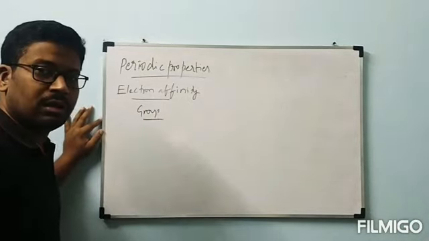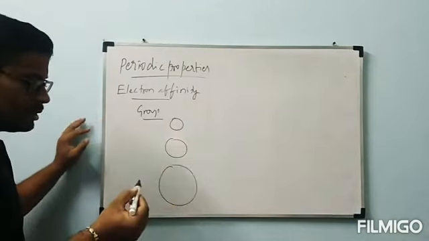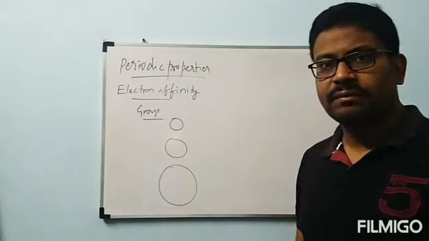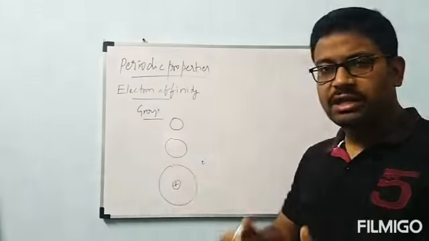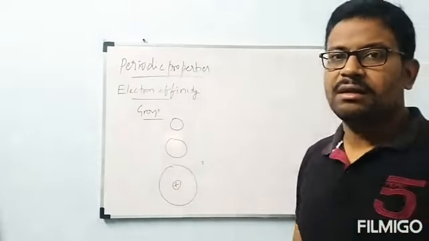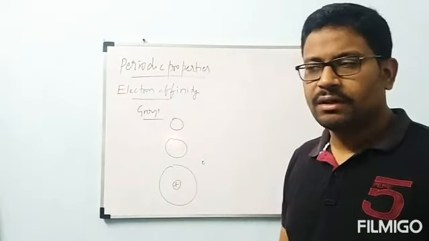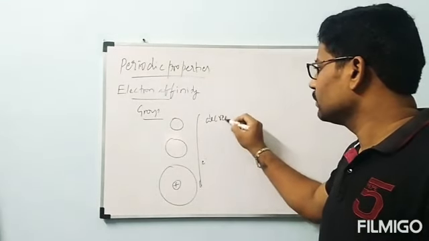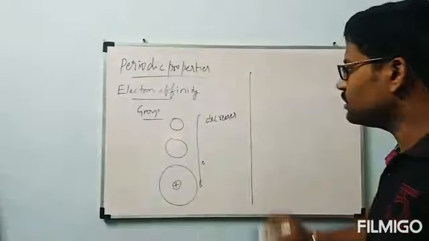In a group, top to bottom, what happens to atomic size? It increases. When atomic size increases, what about electron affinity? If an electron is entering the outermost shell, the nucleus and that outermost shell are very far from each other. Because of that, less energy will be released, so electron affinity will be less. Top to bottom, electron affinity decreases. This is the variation of electron affinity in a group.